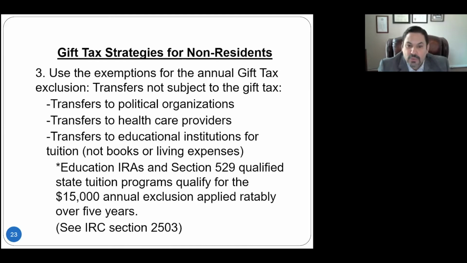Transfers to educational institutions for tuition. Again, let's say you have a client from Brazil, and their son or daughter is studying at Rice University, and they need to pay tuition. Again, they can pay the tuition directly to the university. It's, again, exempt for non-residents. But again, they have to pay the institution directly. They can't give it to the child and then the child pays.